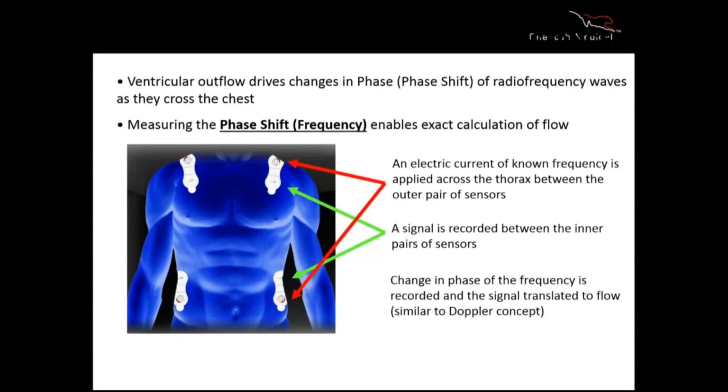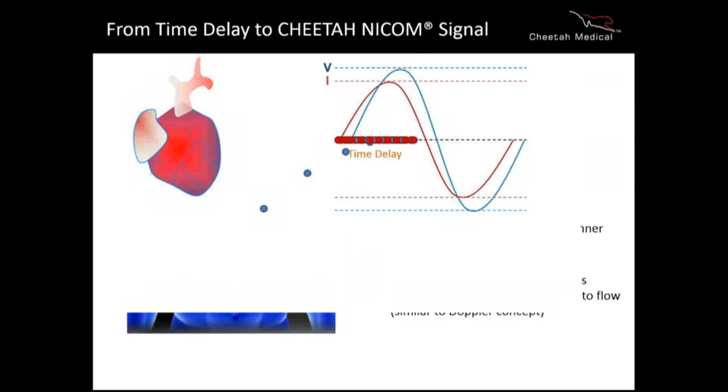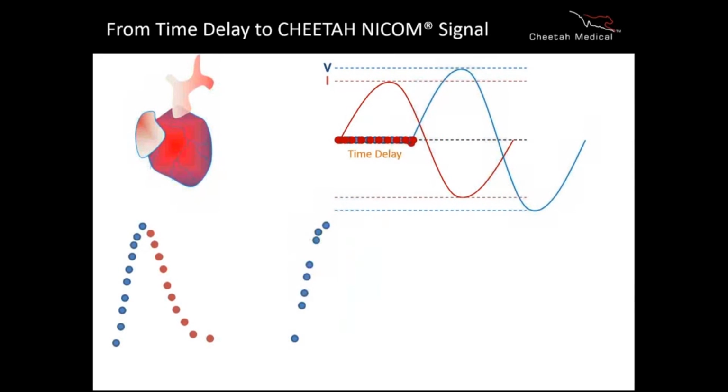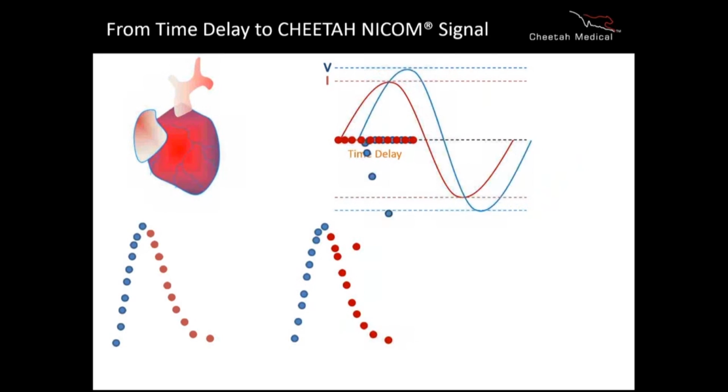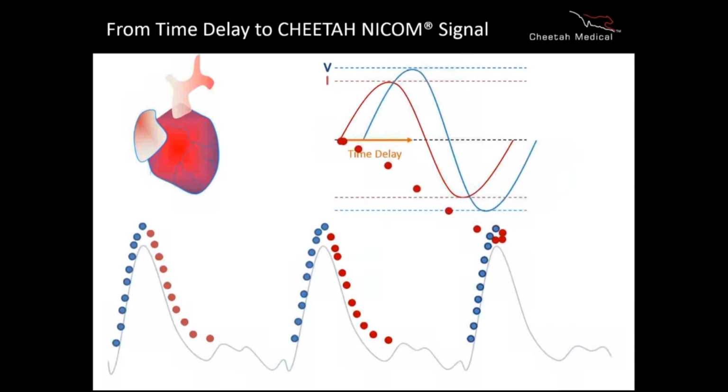This becomes stroke volume. This time delay or phase shift between the AC current that goes into the chest and the voltage that comes out of the chest are synchronized with the heartbeat. And you can see how consecutive measurements of the phase shift build the NICOM signal from which the stroke volume is later derived.